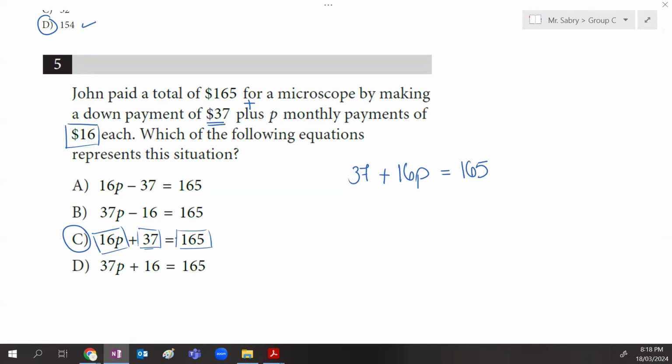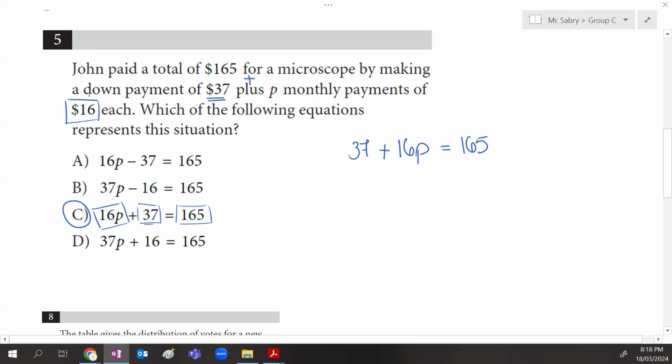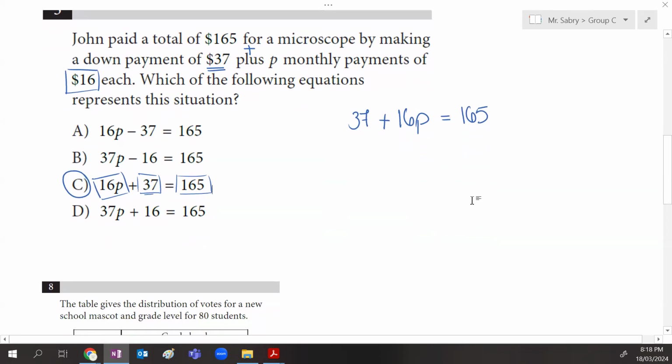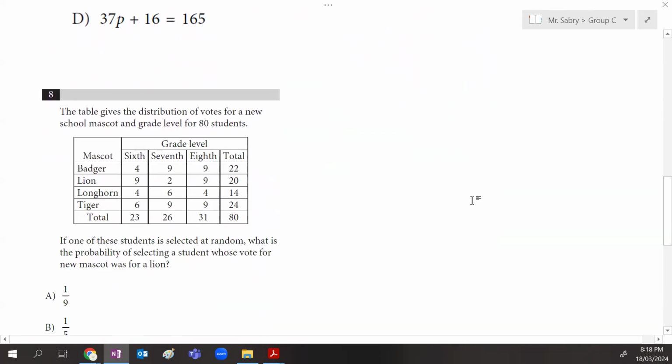I got it, yeah, so you got A, right? Yes, I got it. But it's okay, you got the idea, so now this won't happen. I know a mistake like that won't happen again, don't worry.